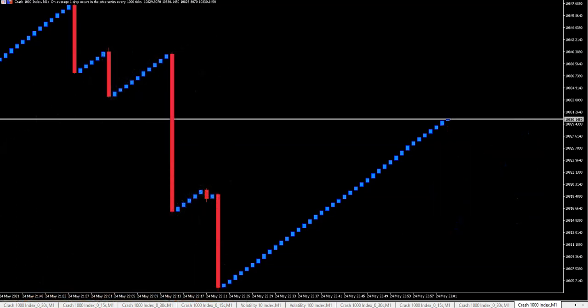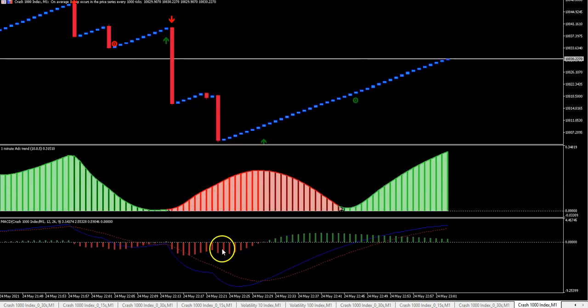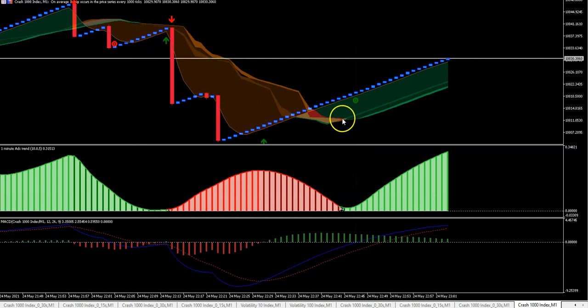So the first is the ADX trend. It's going to allow us to see the cycle waves. Next is the MACD. It's going to give us signals. And next is the trend detector zone. It's going to act like an Ichimoku cloud. And then we have the zigzag support and resistance levels.